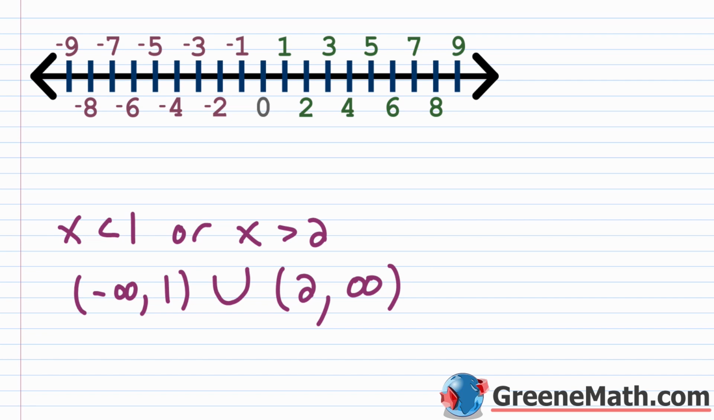Okay, so graphically, if you want to do this, you can go to your number line, and here's 1. I'm going to put a parenthesis facing to the left. Again, you can use an open circle just to show that 1 is excluded. And then I'm going to shade everything to the left here. And then I'm going to go to 2, and I'm going to put a parenthesis facing to the right. Again, you can use an open circle if you want. And I'm going to shade everything to the right.